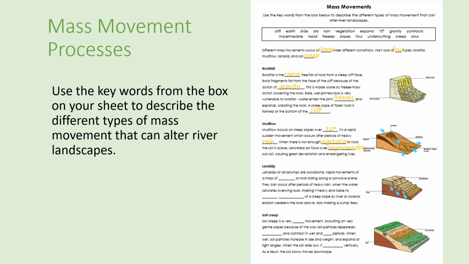There are occasional rapid movements of a mass of earth or rock sliding along a concave plane, that means like a curve. They occur after periods of heavy rain when the water saturates overlying rock, making it heavy and liable to slide. And then undercutting a steep slope by river or coastal erosion weakens the rock above, making slump likely. So if you erode the bottom, then what will happen is the top will slide down. And then our final one, soil creep.